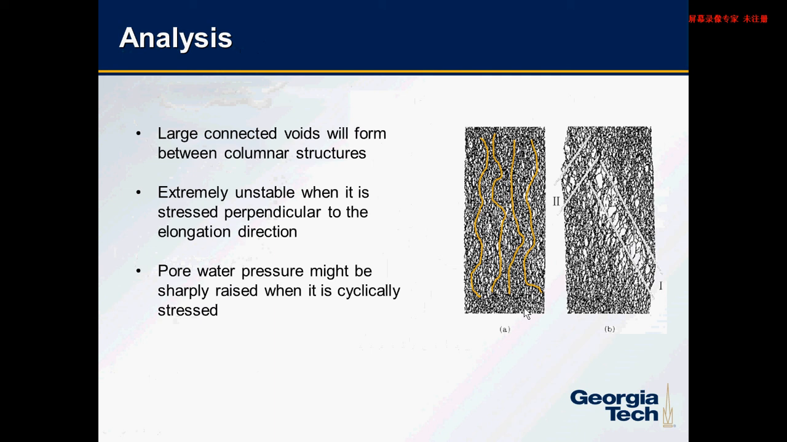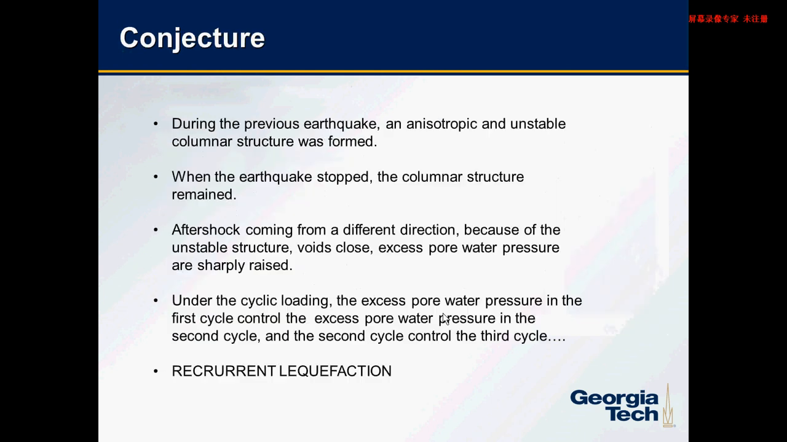It is extremely unstable when it is stressed perpendicular to the elongation direction, and the pore pressure might be sharply raised when it is cyclically stressed. So finally, this is my conjecture. During the previous earthquake, an anisotropic and unstable columnar structure was formed. When the earthquake stopped, the columnar structure remained.